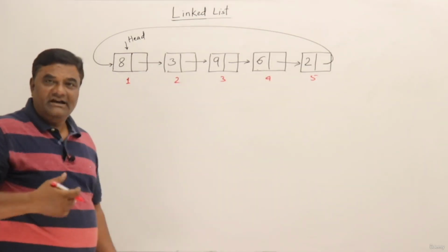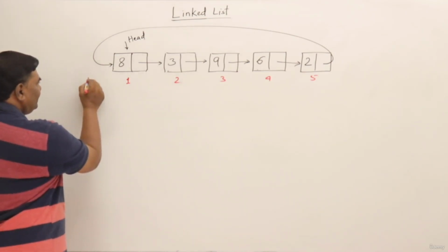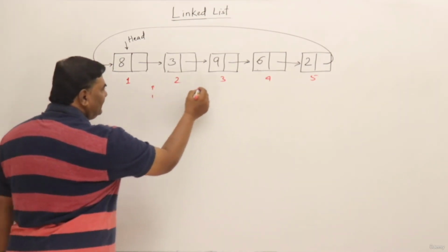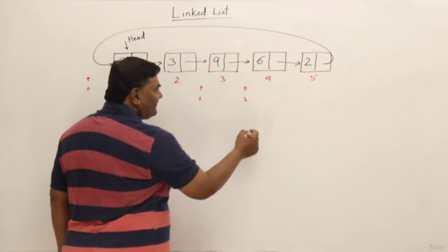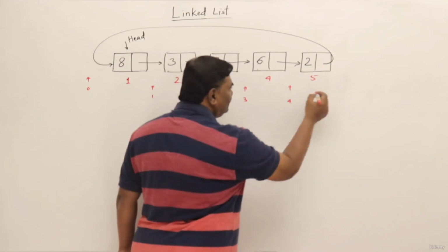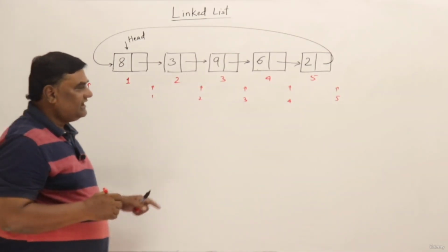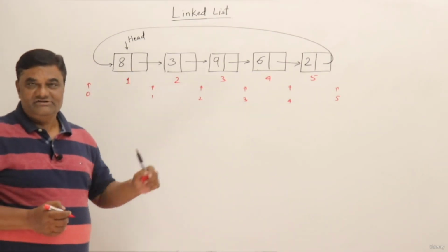What are the positions I have for inserting a new node? I can insert it before the first node, that is the head node. So this is 0th index and this is first. This is in between second and third. This is second and this is third and this is fourth and this is fifth. So I have a total of 6 positions for insertion. I can insert a new node anywhere out of these 6 positions.